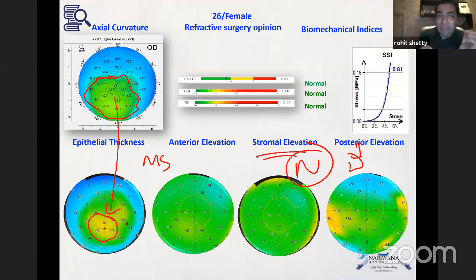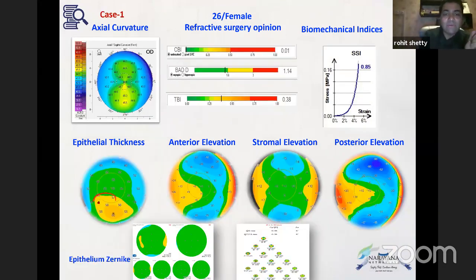I did it because it is irregular epithelium and it can be regularized. It's very important. And even here, this patient, the BAD-D is in the suspicious zone, but your biomechanics is normal. That means that the biomechanics closely follows the stromal point of view. It does not always follow the curvature point of view from our topographies. And again, an elevation here, and like Dr. Pooja mentioned, the cylinder is coming from here and the stroma is completely normal, even though this looks suspicious.